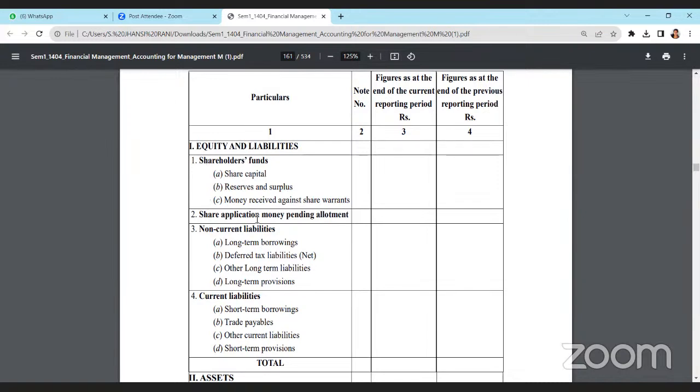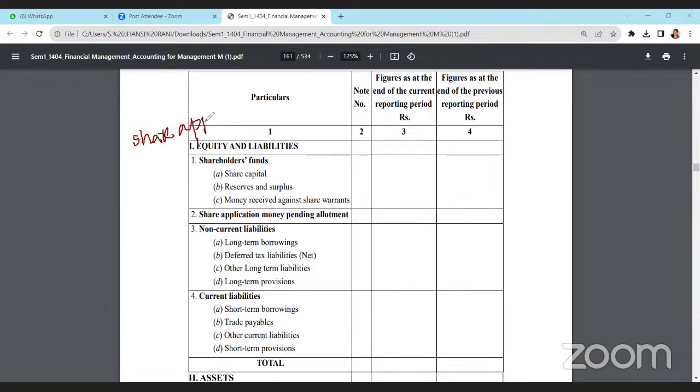Next, we have share application money pending allotment. Whenever shares are issued to the public, the company will not ask the shareholders to pay the total amount at a time. It will call the shareholders to pay the amount in different stages. The first stage is share application, meaning whatever amount is paid towards the share application.